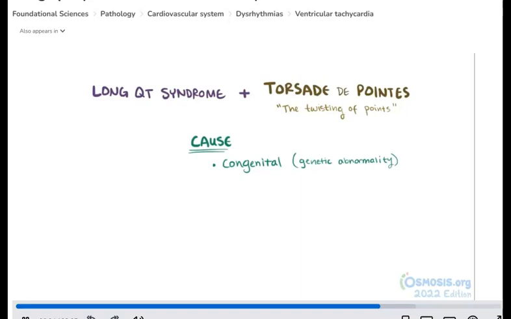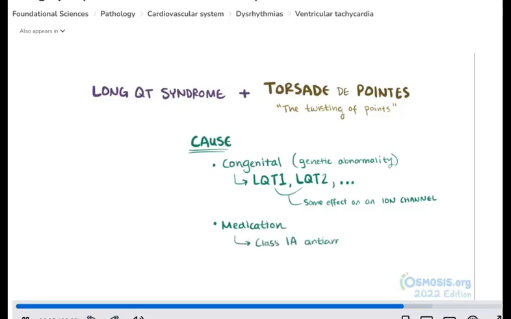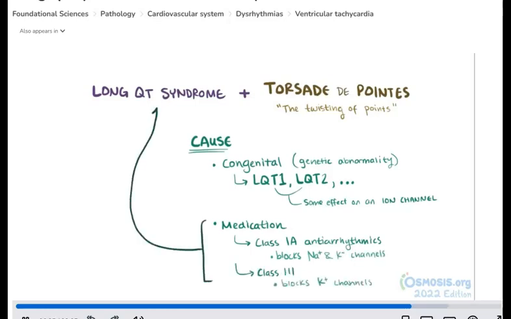There are at least 10 specific gene mutations that are known to be linked with long QT syndrome, which are referred to as, for example, LQT1, LQT2, and so on, all of which have some effect on one or more ion channels. Aside from congenital causes, though, sometimes the QT interval can be prolonged by certain medications, which affect ion channels. For example, Class 1A antiarrhythmic drugs block sodium and potassium channels, while Class 3 block potassium channels. And these effects can lead to QT prolongation and an increased risk of torsade de pointes in some patients.